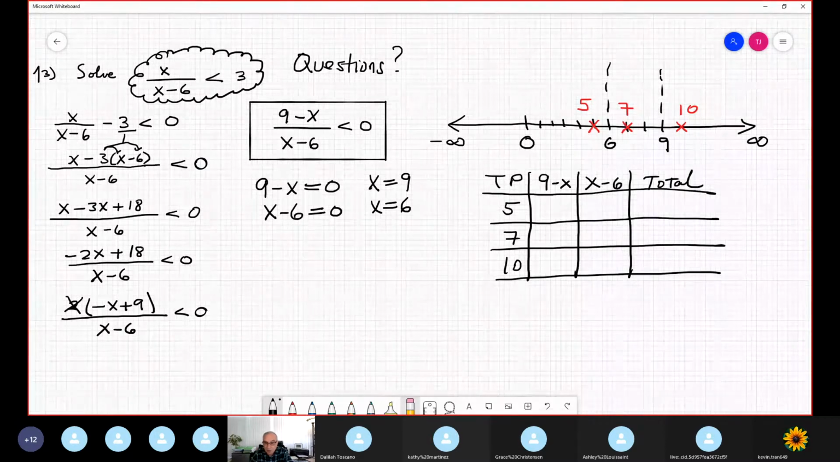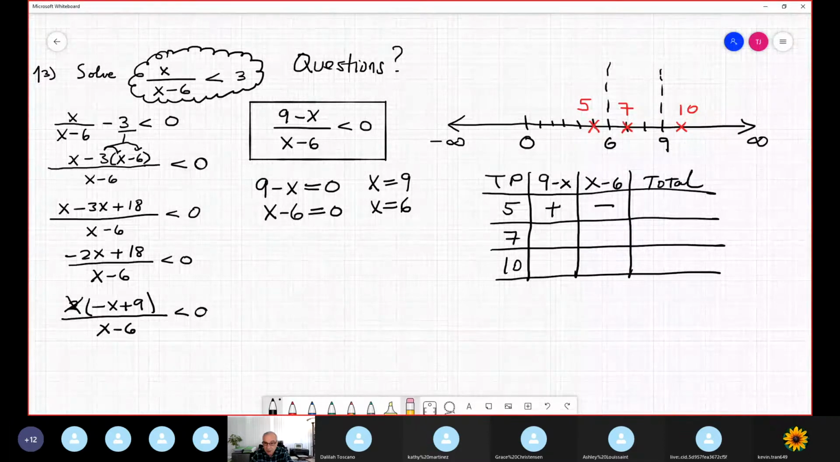And you evaluate. When you evaluate 5 here, it's obvious it's positive. When you evaluate 5 here, it's obvious it's negative. And positive and negative together is negative. 7 is positive, because 7 minus 6 is 1. 10 is negative here, and positive there, so the total is negative.